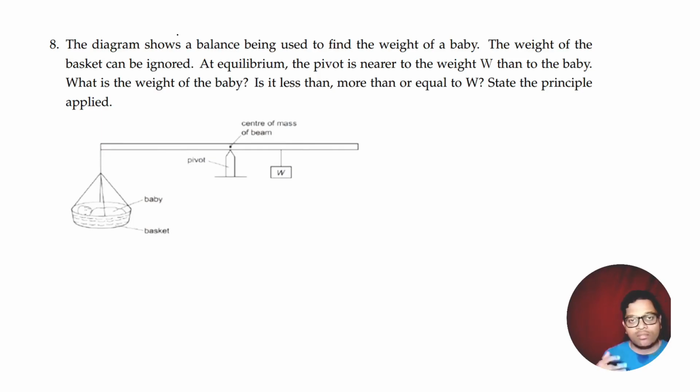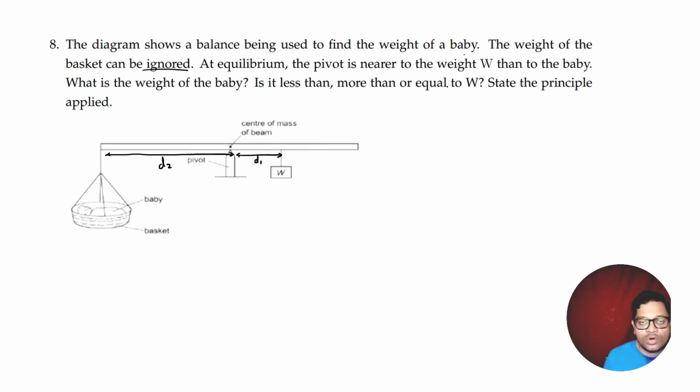Question 8. Again, you can pause the video, read the question, try to answer this, and then see the video ahead. The diagram shows a balance being used to find the weight of the baby, who is in the basket. The weight of the basket is ignored. At equilibrium, the pivot is near the weight cup. This is the pivot, and you can see that this distance d1 is shorter than this distance d2. They are asking what is the weight of the baby?